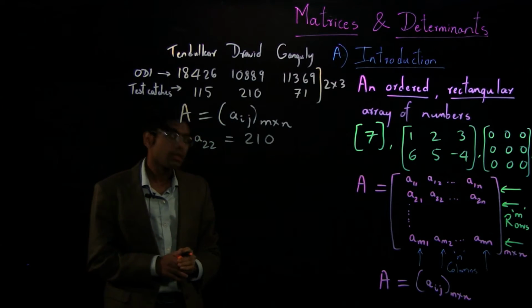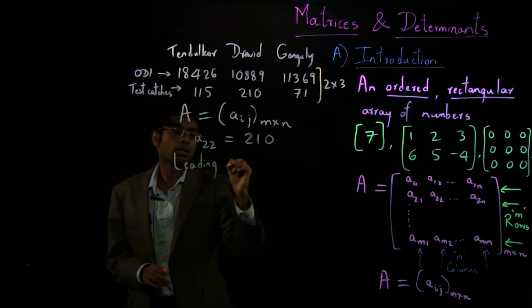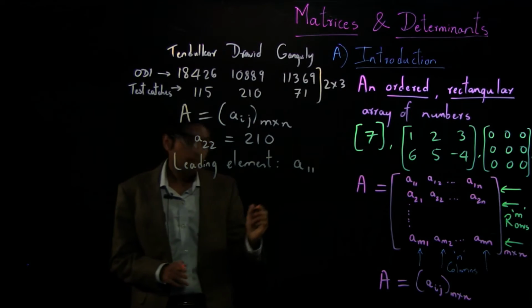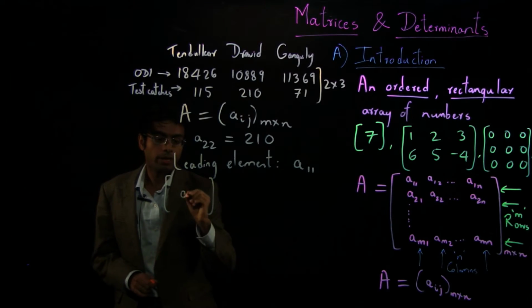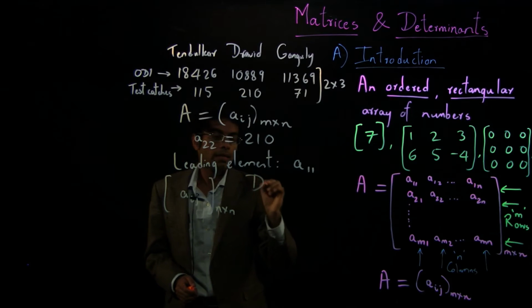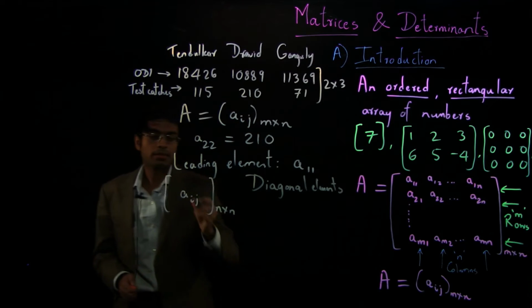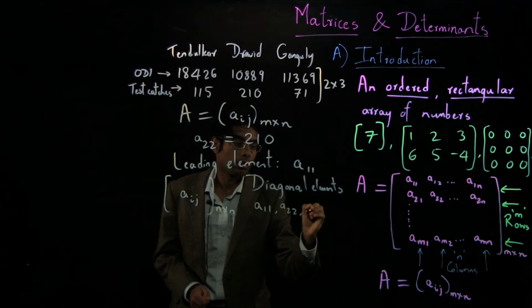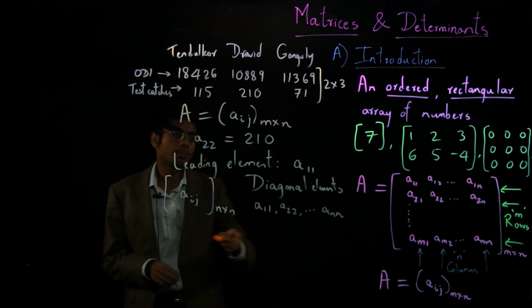The leading element of a matrix is the first element of any matrix. So leading element is always A11. And if it's a square matrix, if you have Aij n cross n, where m is equal to n, then it's called diagonal elements. Which basically lie along the symmetric diagonal of the matrix. So A11, A22, all the way to ANN. And this is called the principal diagonal of the matrix.